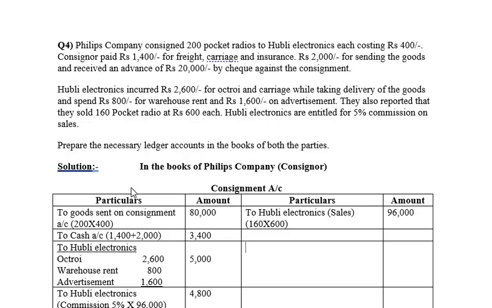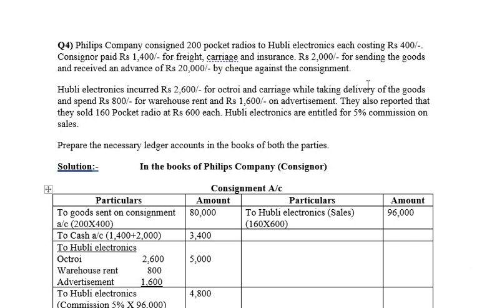So consignment account is debited to cash. That is 1,400 for carriage and rupees 2,000 for insurance. So 1,400 plus 2,000 is nothing but 3,400. Consignment account debit to cash.